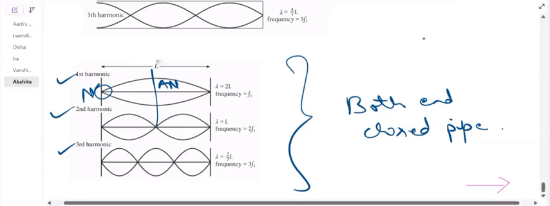And you should be aware of the distance. Between one node and anti-node, it is always lambda by 4. Between one node to node, it will be lambda by 2. Similarly, from anti-node to anti-node, it will be lambda by 2. Understood or not? Any doubts?